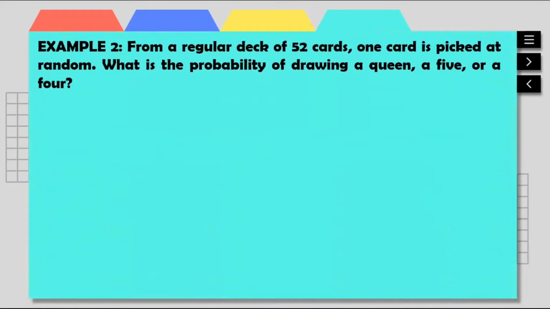Example number 2. From a regular deck of 52 cards, one card is picked at random. What is the probability of getting either a queen, a 5, or a 4?